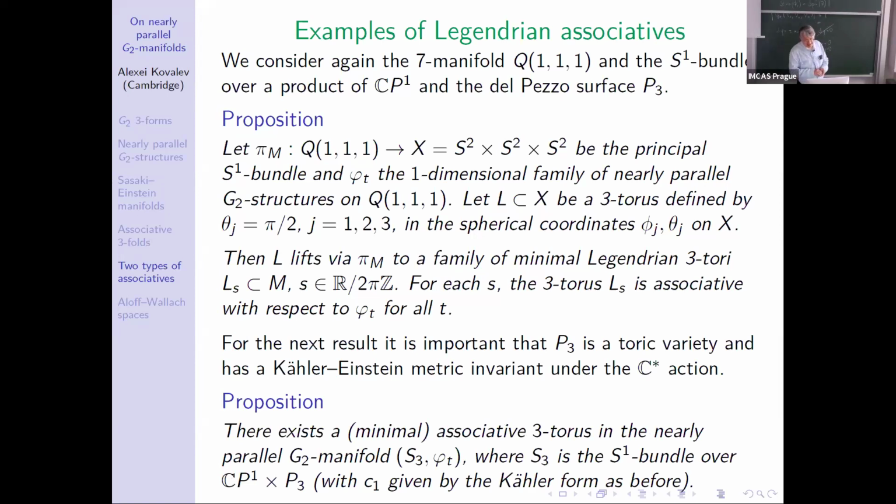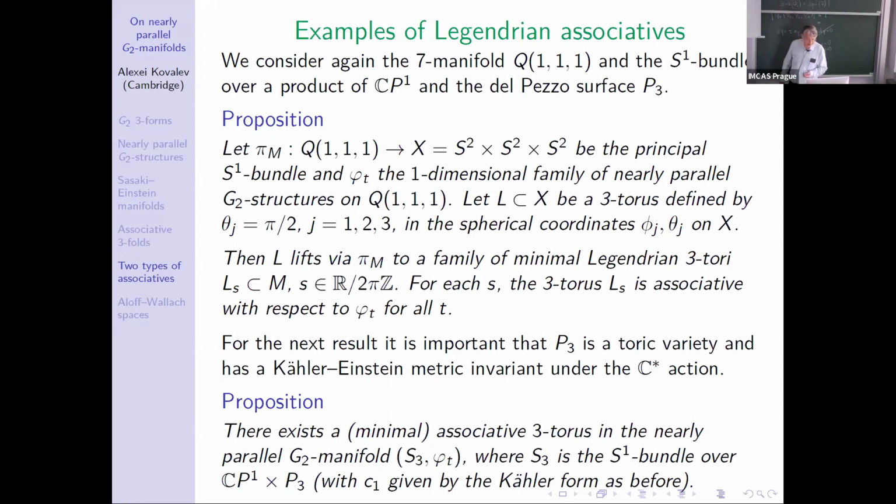If we instead consider S1 bundle over CP1 times del Pezzo, we can do a special case when del Pezzo is P3. The important point is that P3 is known to be a toric variety. It has a C star action of the multiplicative group of non-zero complex numbers, and it has a Kähler-Einstein metric, which is preserved by this action.